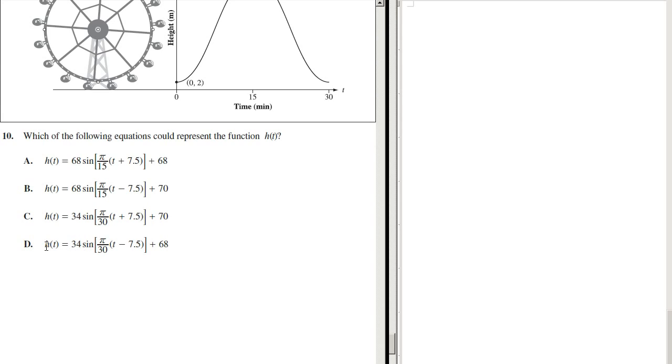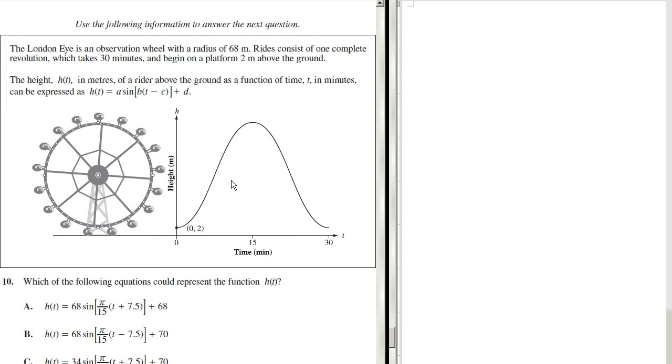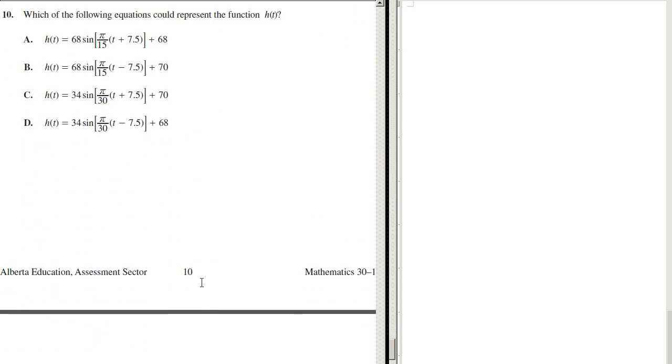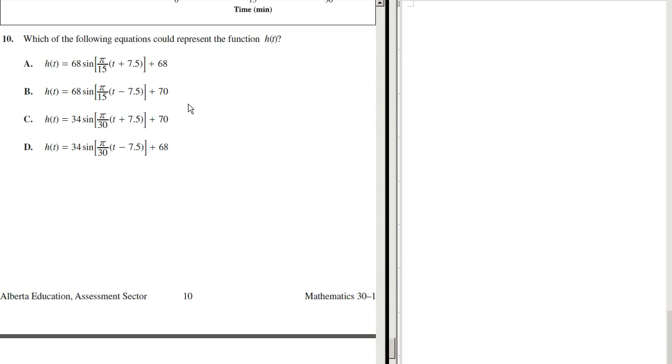And we can't reach that height with D, because the sine of whatever in the bracket will eventually output 1. And then 1 times 34 is 34 plus 68 gives us 102, which is nowhere near the 138 maximum height that we need. So A is out and D is out. So that leaves us with B and C. And for the same reason, C is also out, because sine will eventually output 1. 1 times 34 is 34 plus 70 is 104.